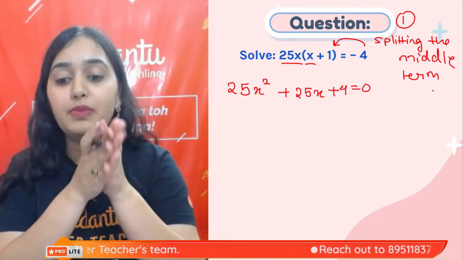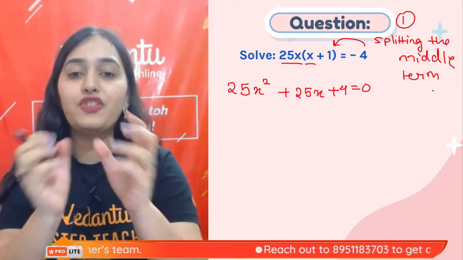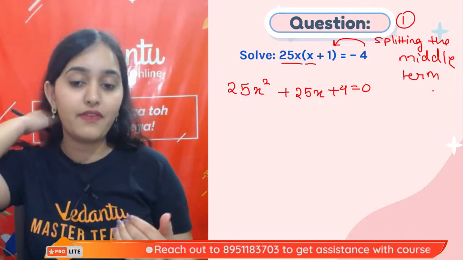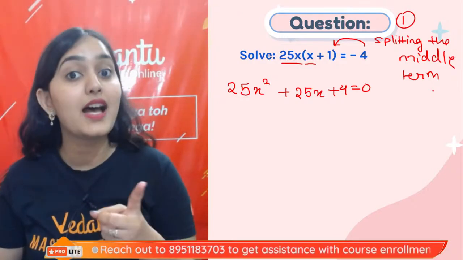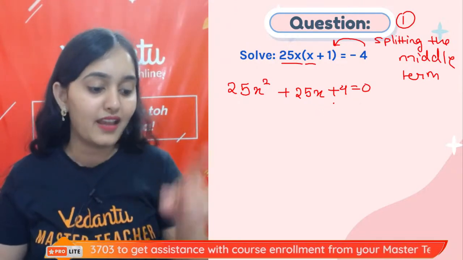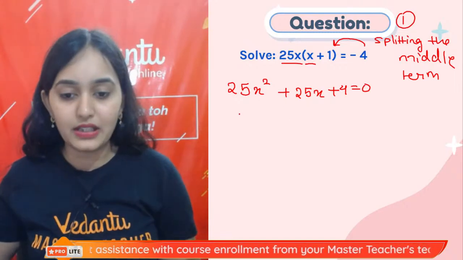So how should we split the middle term? 25 should be split in such a way that it should be equal to 25 into 4, that is 100. अब 100 का फैक्टराइजेशन कैसे कर सकते हैं? Very good Alku, absolutely right.